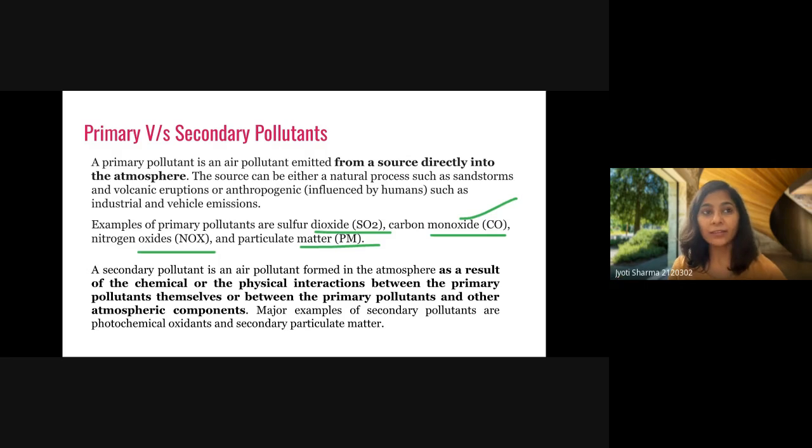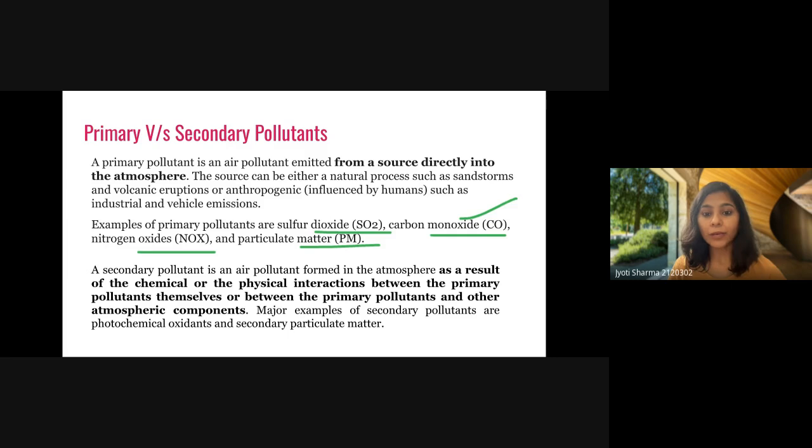Any combustion, like you are using the chula in your kitchen, that can give you the particulate matter. Even the dust we have on the road will also give you the particulate matter. So it has been released directly into the atmosphere from the source, so that will come under the primary pollutant.